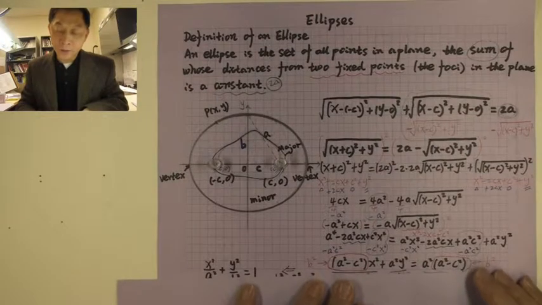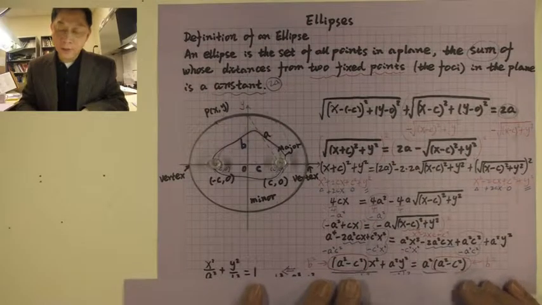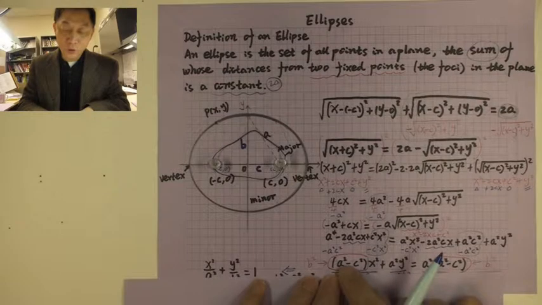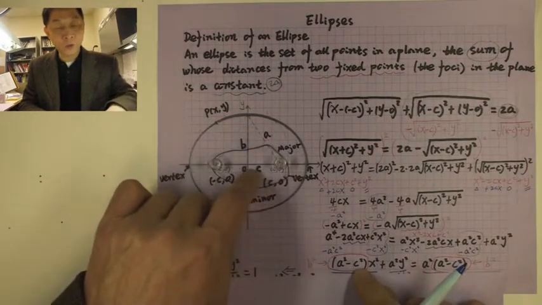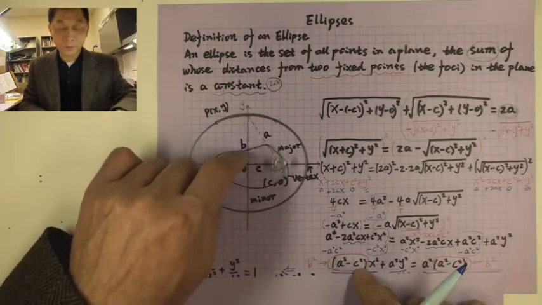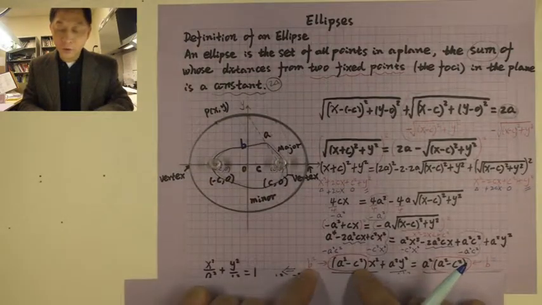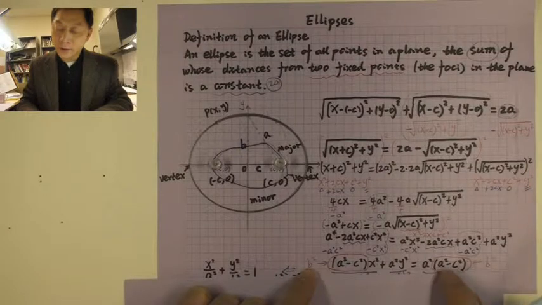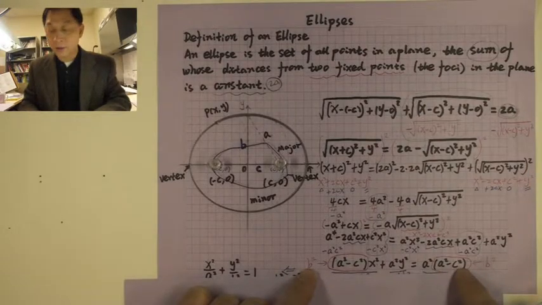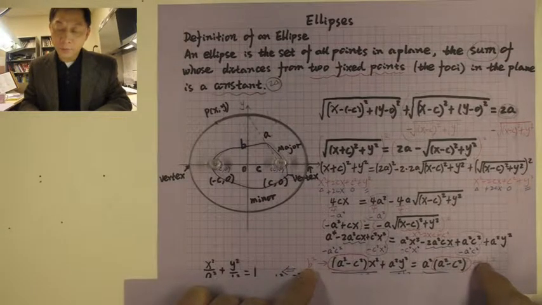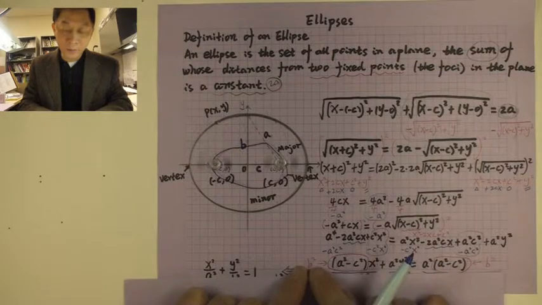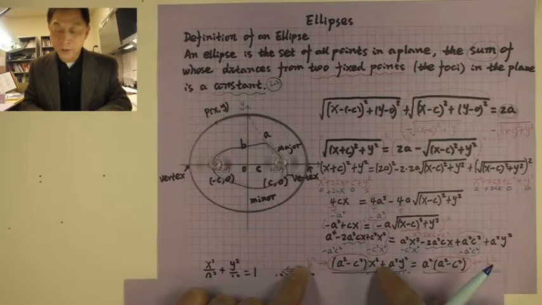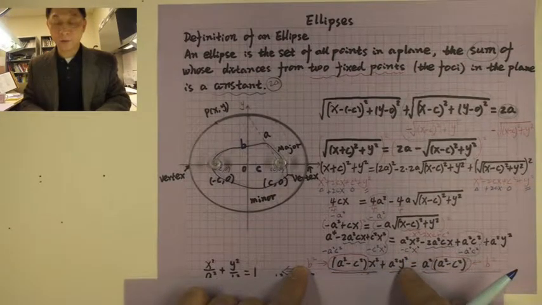Now, down here is what I said, a squared minus c squared. A squared minus c squared is b squared. So I put b squared right here. And a squared minus c squared is b squared. So basically what we have here, right hand side is a squared b squared. Left hand side is b squared times x squared plus a squared y squared.